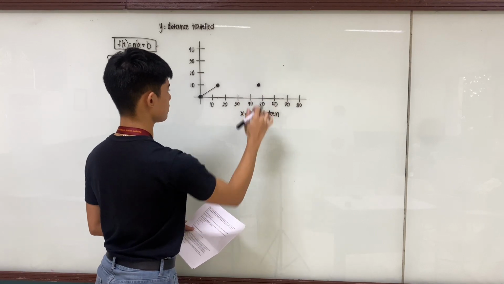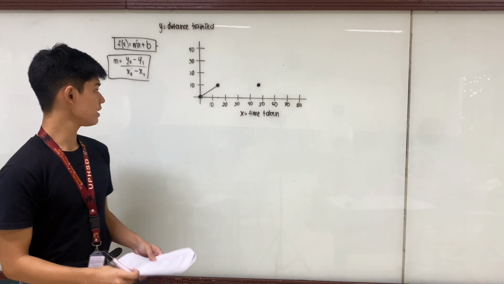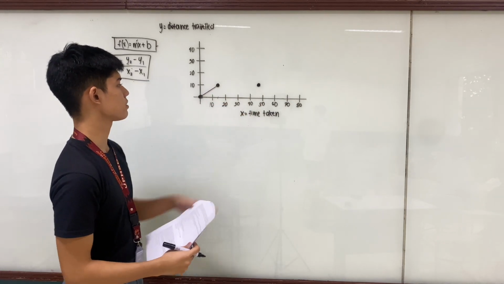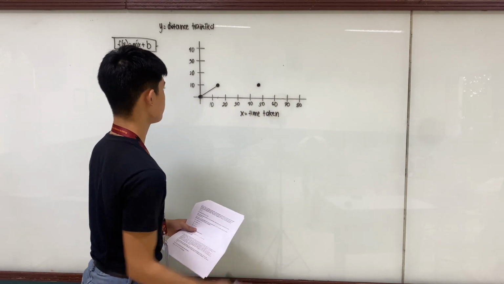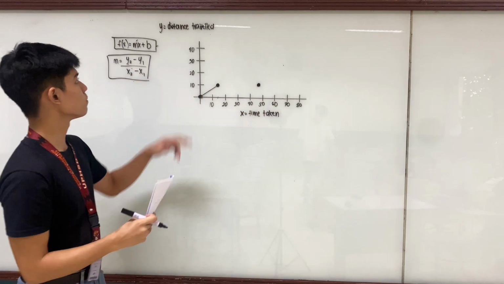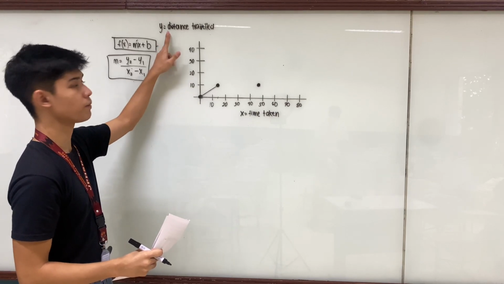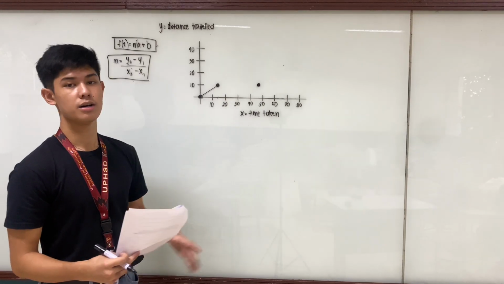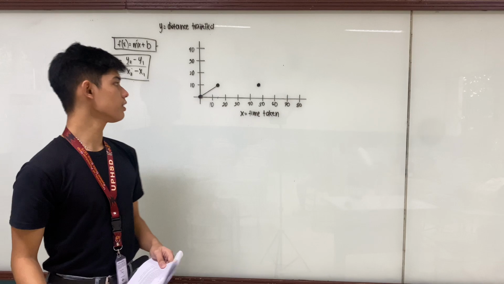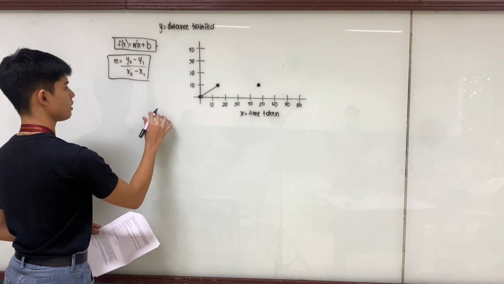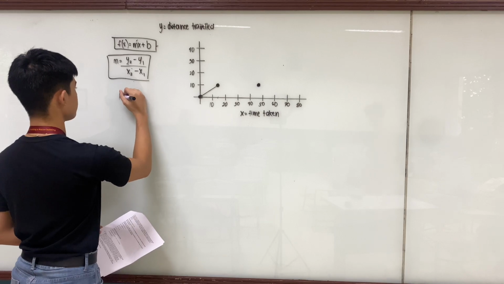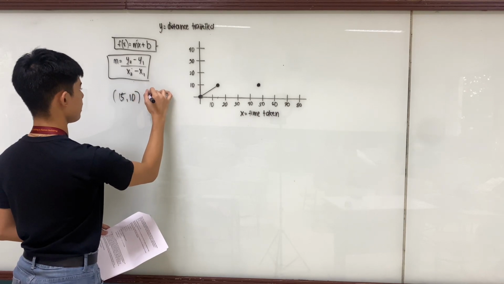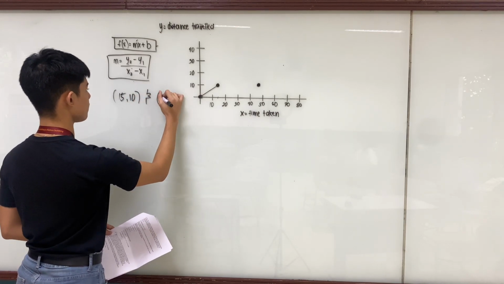So 15 plus 30 minutes of taking breakfast will give us 45. So our point right now is here at 45, but still at the 10 value in the y-axis because he did not move. He did not change his distance or his position. Therefore, our second set of coordinates will be 15 and 10, and 45 and 10.